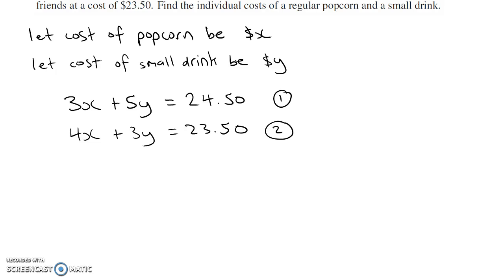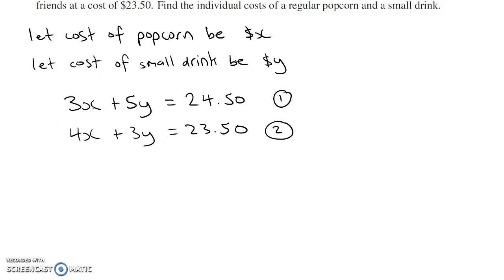So these ones are a little bit more involved than the previous question. We're going to need to do a couple more steps before the elimination. So why don't we aim to get these x's to become 12x. 12 is a common multiple of 3 and 4. The other option we could choose is to get 15y. That's a common multiple of 5y and 3y. But let's go with 12x.